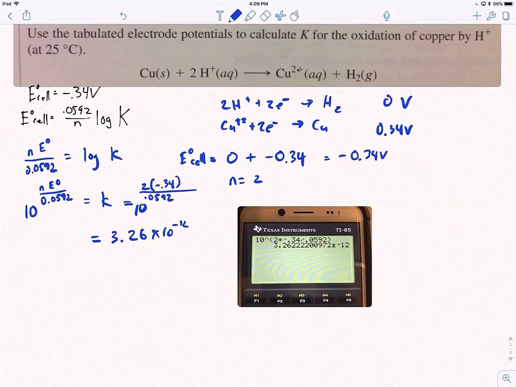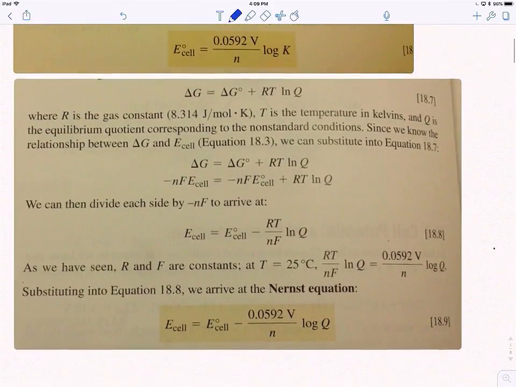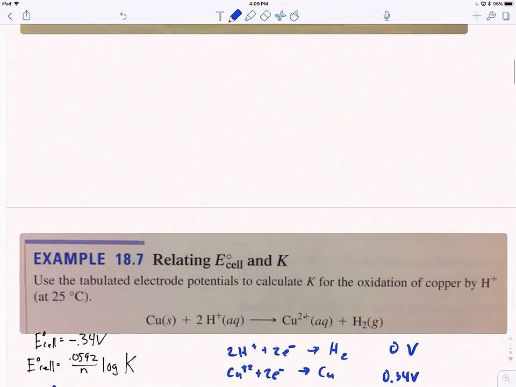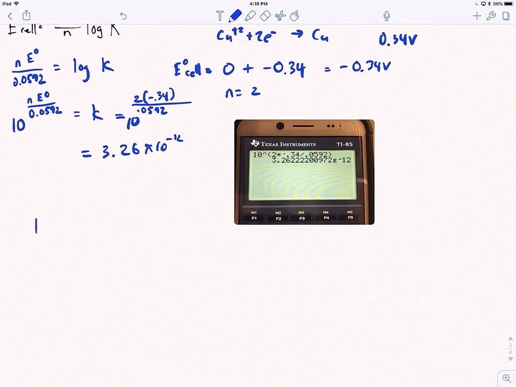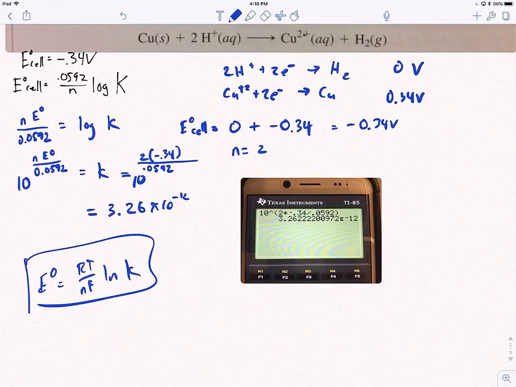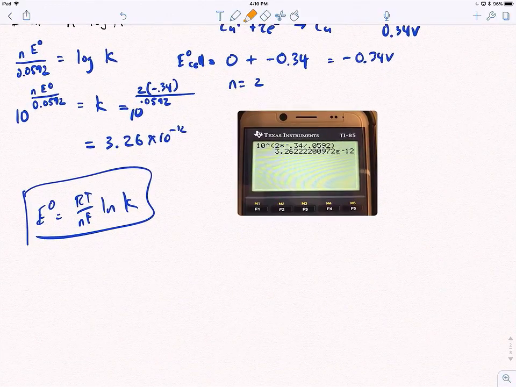So if you want, though, you can use the other equation. Okay, so the E0 cell is RT over NF ln K. E0 is RT over NF natural log K. This equation will work just as well. It seems like my students prefer to use this one. I've noticed that my students like that one better than this one. You can use this one.